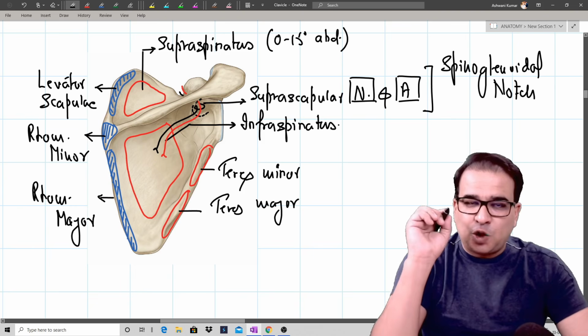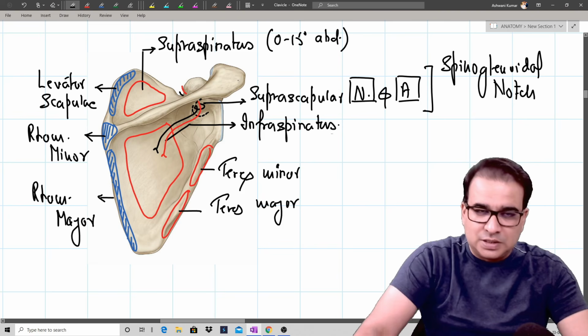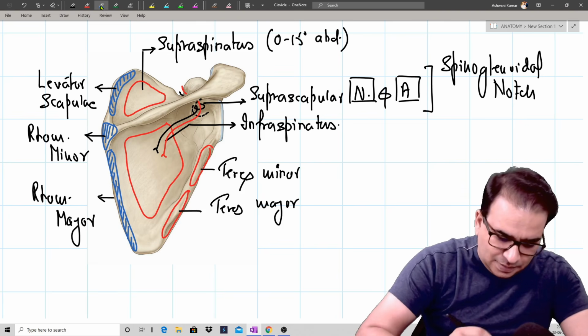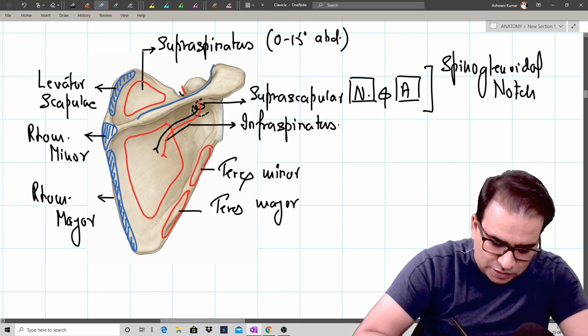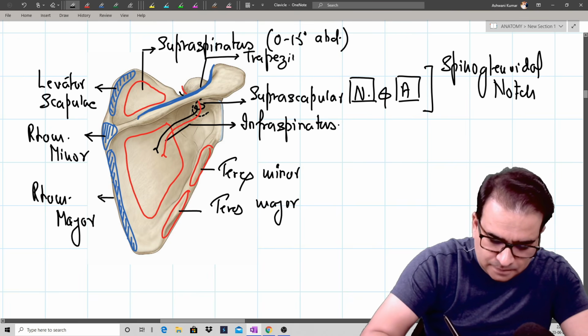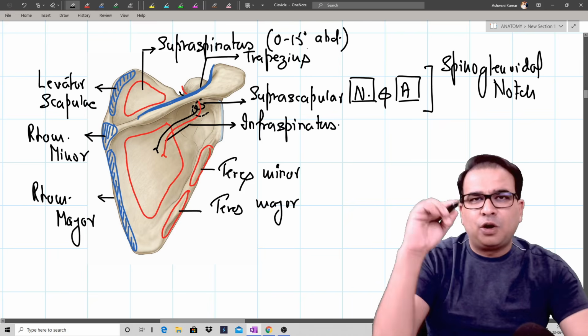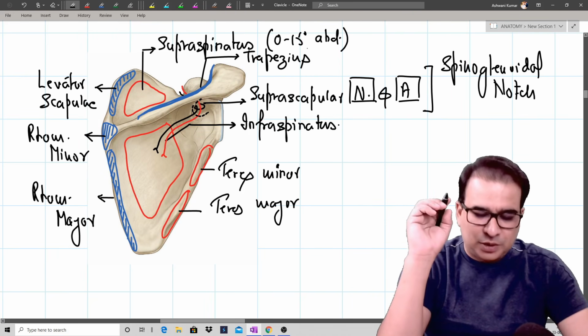Now coming to the interesting part I was talking about, guys. If you look at the spine of the scapula, which laterally is continuing as an acromion process, what you will see is that the muscle which is inserted mostly along the upper border of the spine of the scapula and also along the medial border of the acromion process, this is the insertion for the trapezius muscle. The trapezius muscle along the upper border or the upper lip of the spine of the scapula and along the medial border of the acromion process.